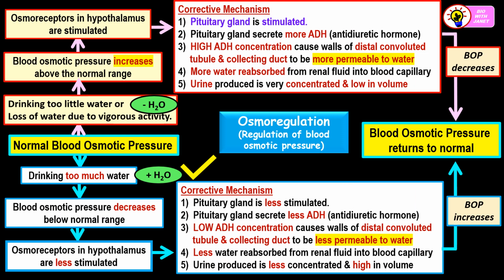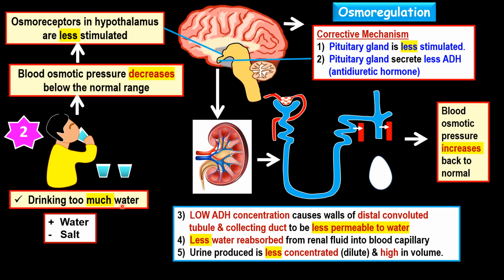Now let's discuss another example, Example 2. If a person drinks too much water, what will happen? Some people are very conscious about their water intake and they may drink excess, they may have drunk too much water, all right? Excess water and not enough salt. So the blood osmotic pressure will decrease below the normal range.